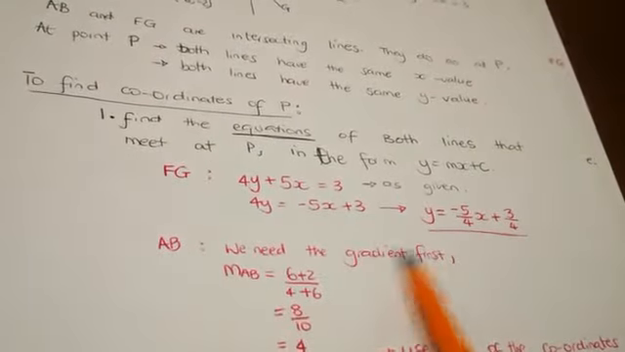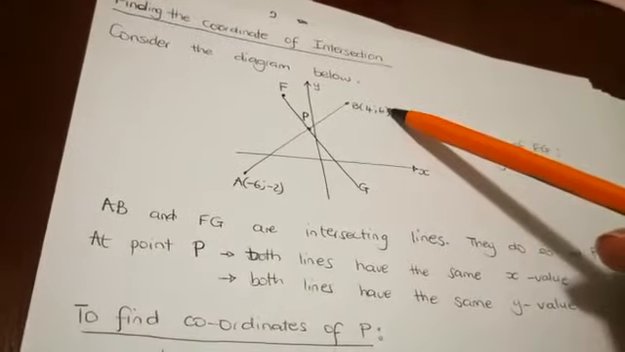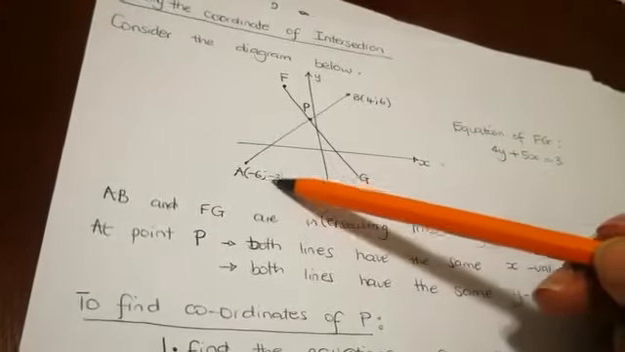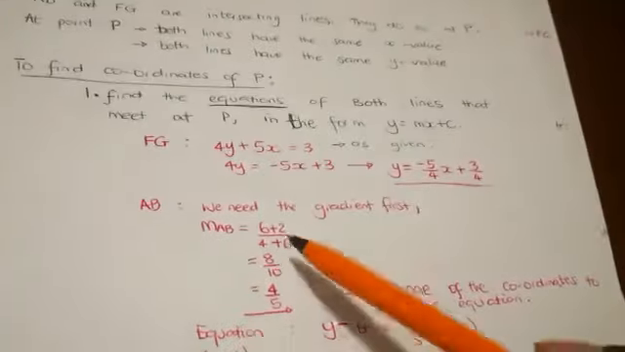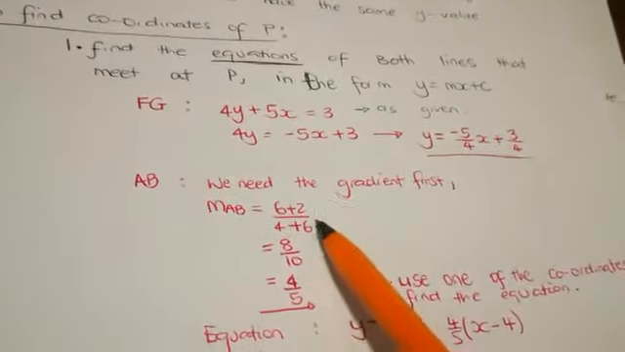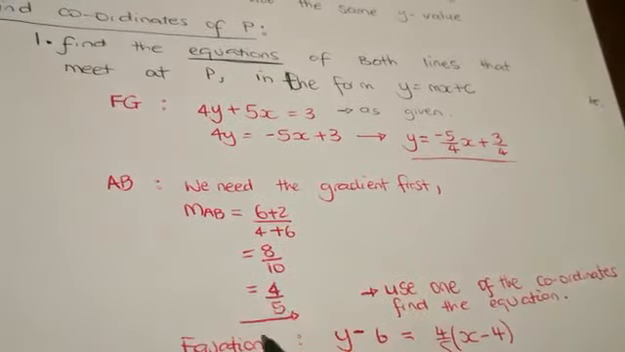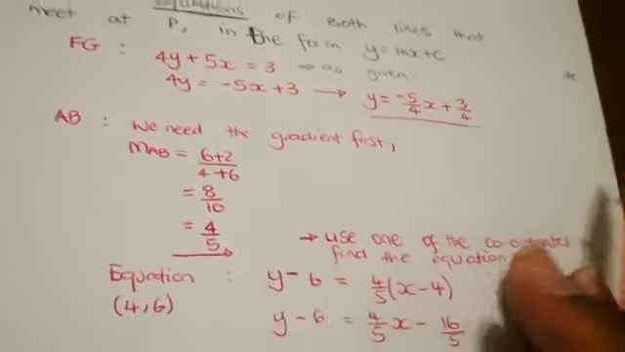So for AB, we calculate the gradient. So that's what I did. Calculate the gradient. It's 6 minus -2. That is why here it is now plus. And then we have 4 minus -6. That is why it is now plus there. And then when you add that, you get 8 over 10, which then gives you 4 over 5.